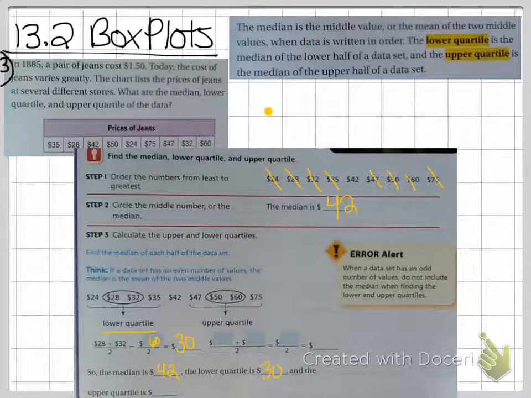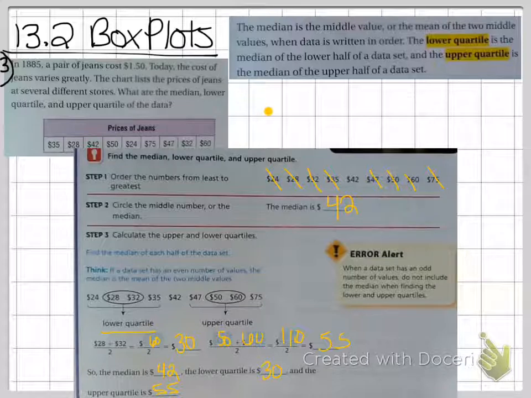And our upper quartile, again, even set of data points, so we must find the mean of the two middle points. So we have 50 plus 60, that gives us 110. Divide that by 2, and you get $55 as our upper quartile.